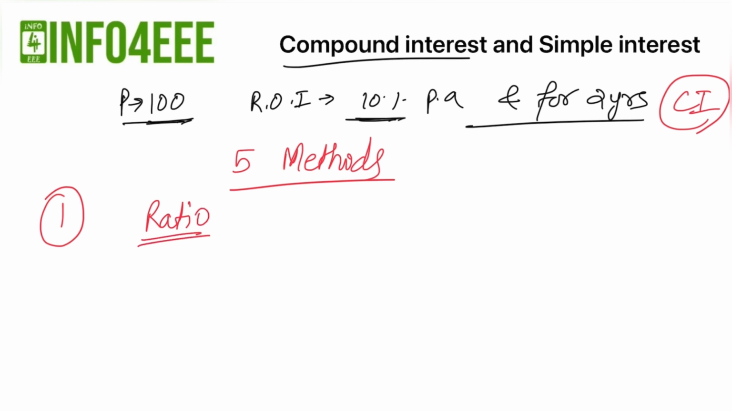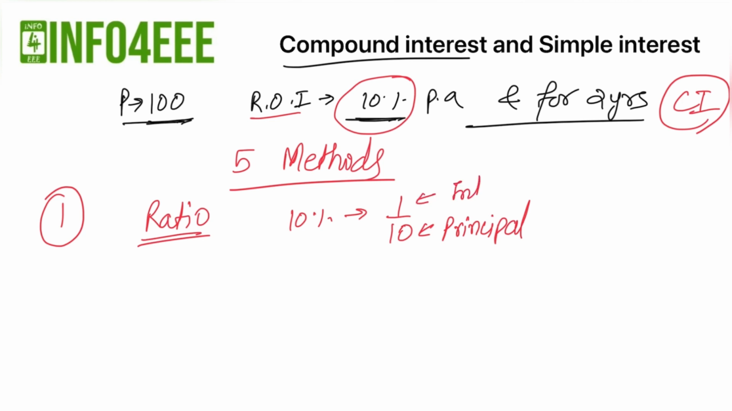So what you need to do is you need to break this percentage into fraction form. So the rate of interest is 10% and you can write 10% as 1 by 10. So it says that if this is your principal, then this is your interest.